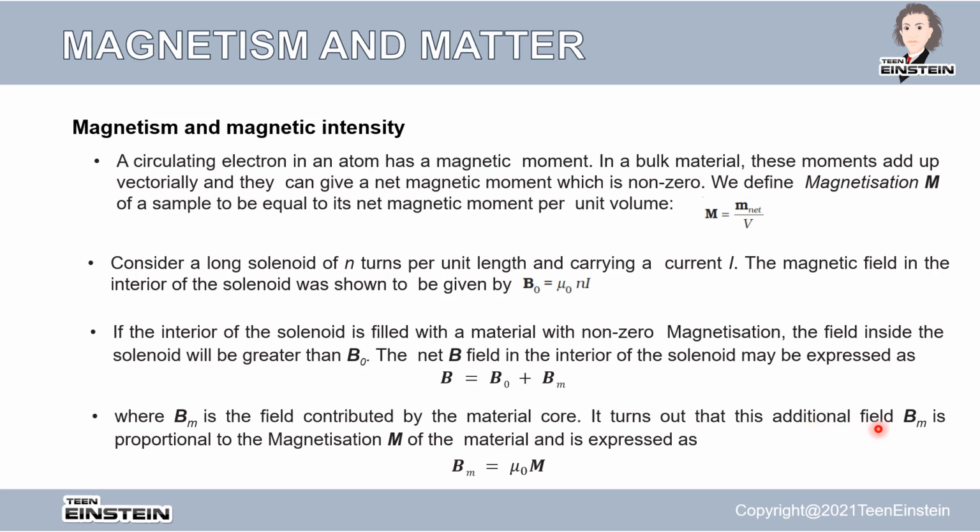It turns out that this additional field Bm is proportional to the magnetization of the material and is expressed as follows. So this field, as I said, this field Bm is coming from the material, and it depends on the magnetic moment per unit volume of the material, because it makes sense. Whatever magnetic moment is given by the material, that much magnetic field only it can produce. So Bm equal to mu 0 into M.